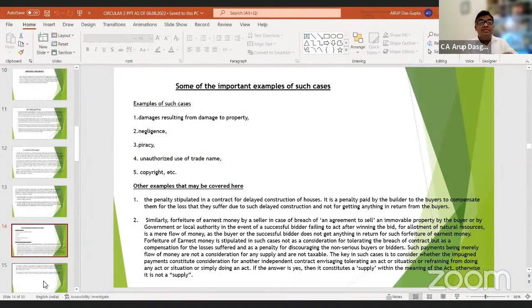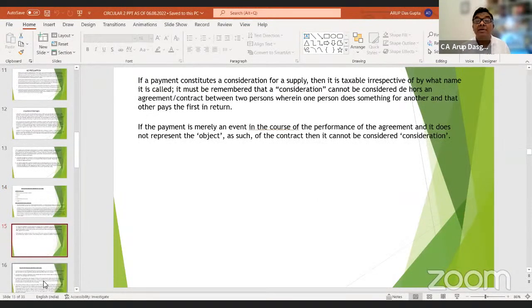So now, after this, some of the important examples have been discussed here. Say earnest money: forfeiture of earnest money by a seller in case of breach of an agreement to sell an immovable property by a buyer, or by government or local authority from a successful bidder for allotment of natural resources, is a mere flow of money, as the buyer or the successful bidder does not get anything in return for such forfeiture of earnest money. Okay. So whenever earnest money is forfeited, that is not a supply, and that's why there is no levy on that particular thing.